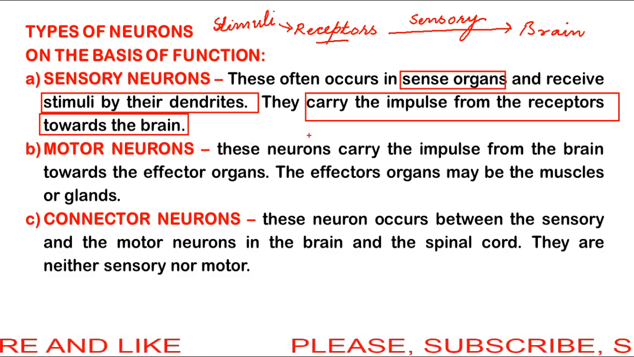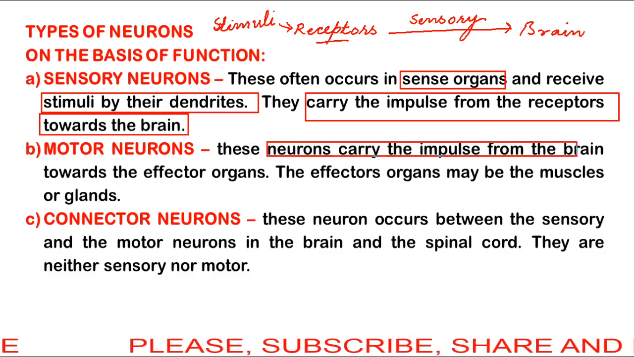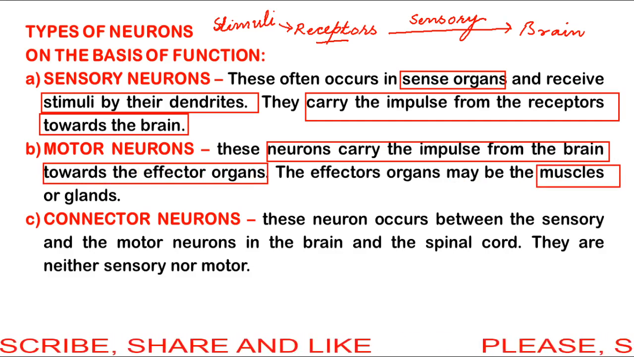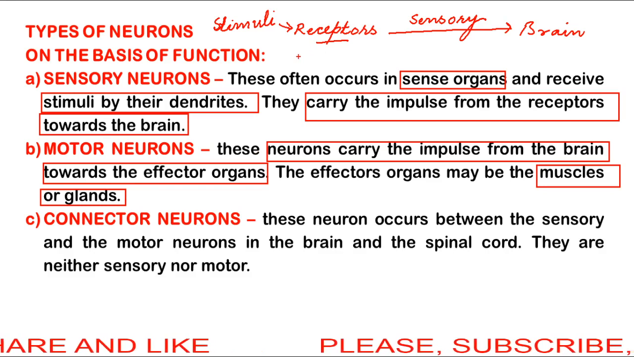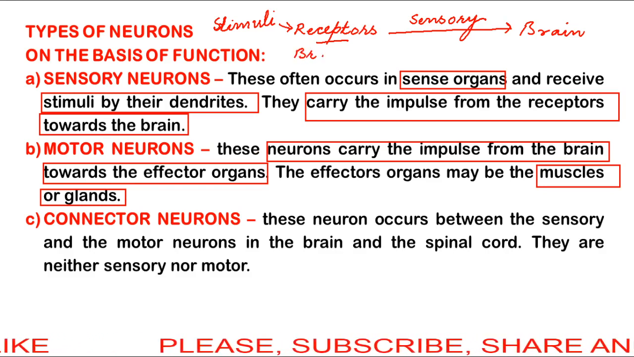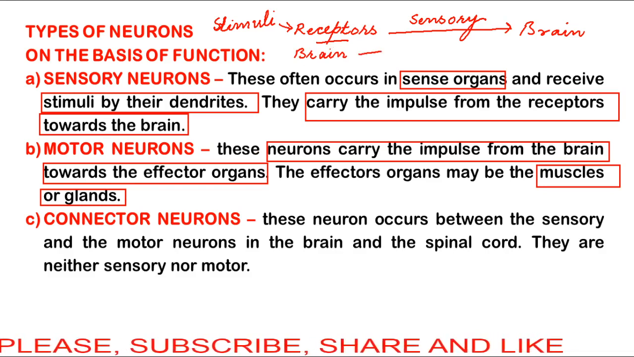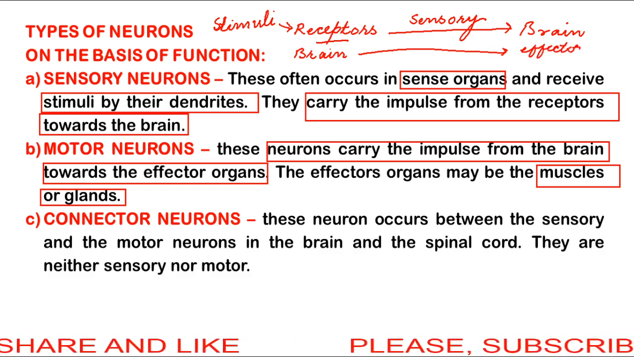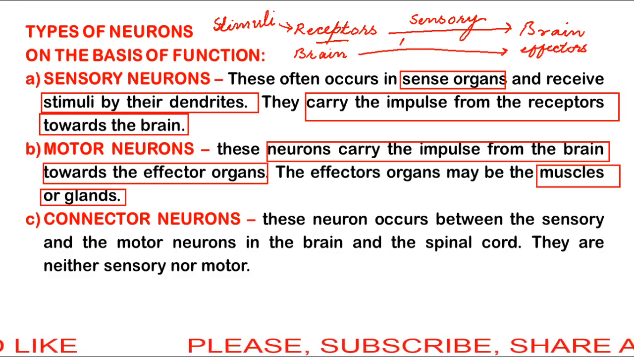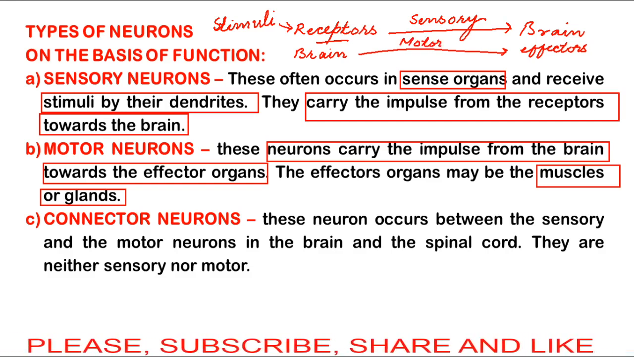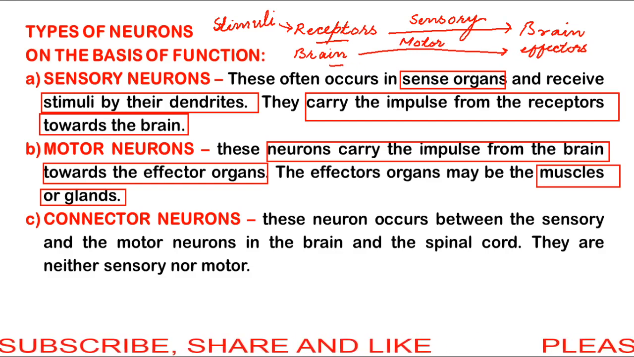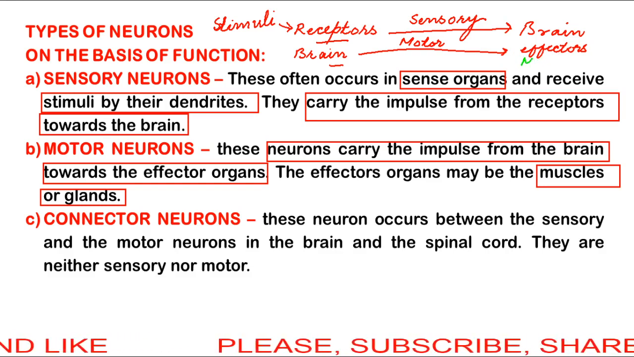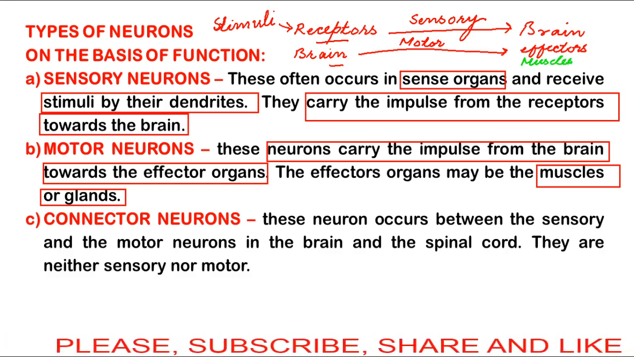Next one is the motor neuron. These neurons carry the impulse from the brain towards the effector organs. The effector organs may be muscles or glands. So from the brain the message is carried to the effectors. These nerves are known as motor nerves. Motor nerves carry the impulse from the brain towards the effector. Here the effector can be either muscles or glands.